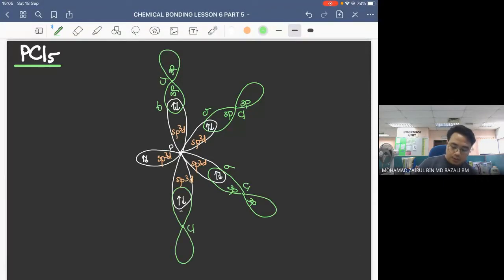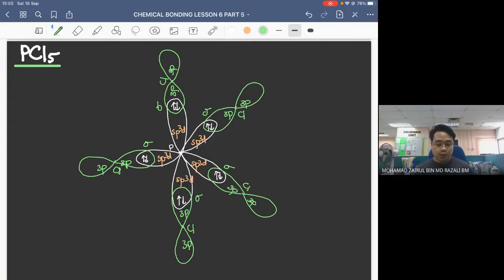Okay, this one Cl, label the orbital 3p, label sigma. Okay, and same goes with this. Okay, so label 3p and label the sigma. Okay, so this is the orbital overlapping diagram for the PCl5.